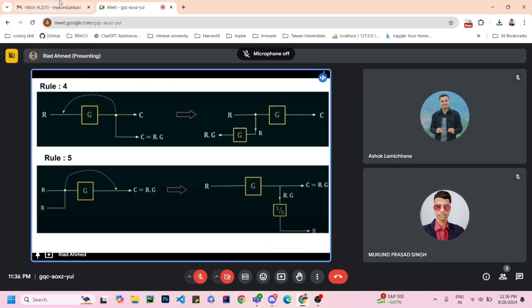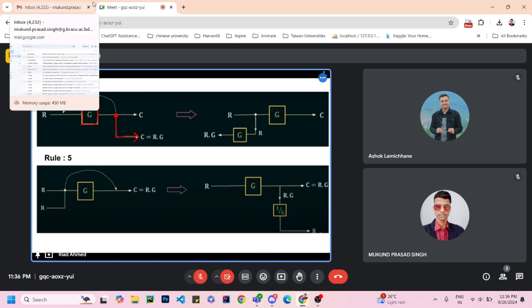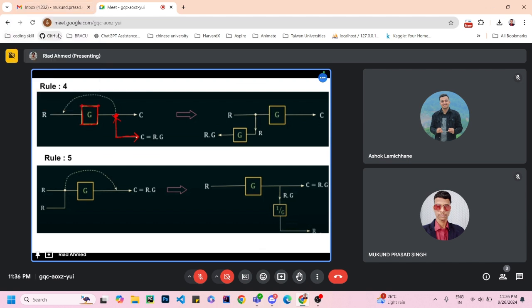Okay, great. So now rule number four is very important. Here you can see that you have a block of G, and let's say you have a connecting point, which is connected from this point, and this is the default connection. Now what you want to do is disconnect this point and shift it to this point, but you want that the signal coming from this part and the signal coming from this part should be the same.